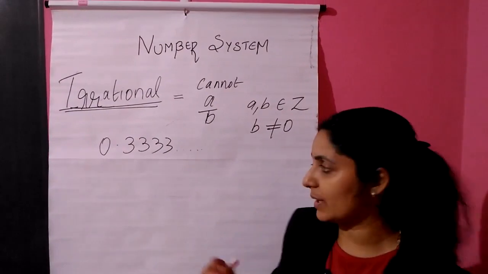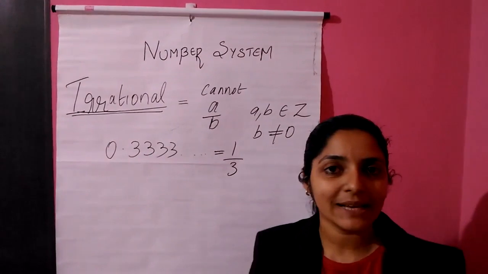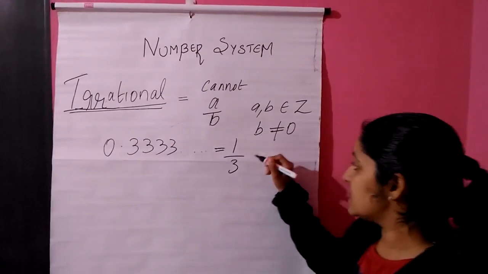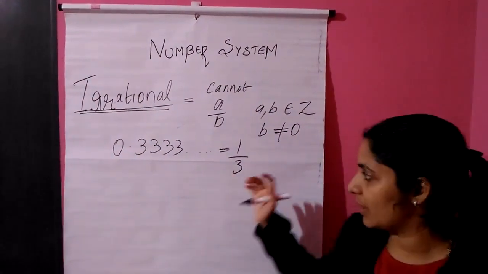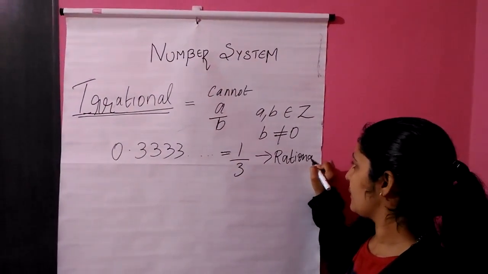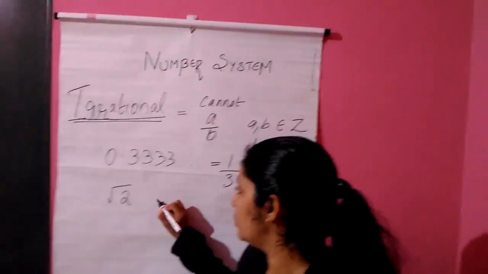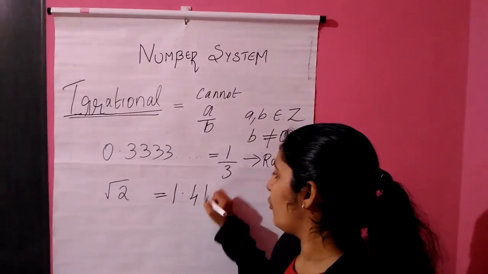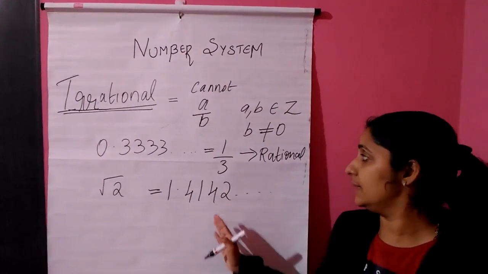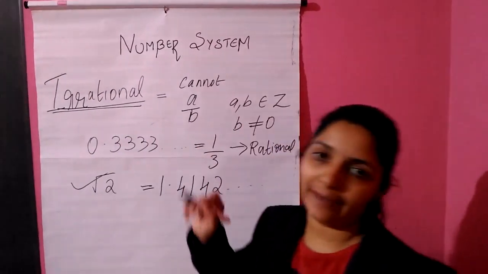No, because this can be written in the form 1 by 3. What is the value of 1 by 3? 0.3333, etc. So, it can be written in the form a by b. So, this is not an irrational number. This is a rational number. Now, we know root 2. When you find the square root of 2, the value is 1.4142, etc. It goes on. So, this cannot be written in the form a by b. So, root 2 is called an irrational number.